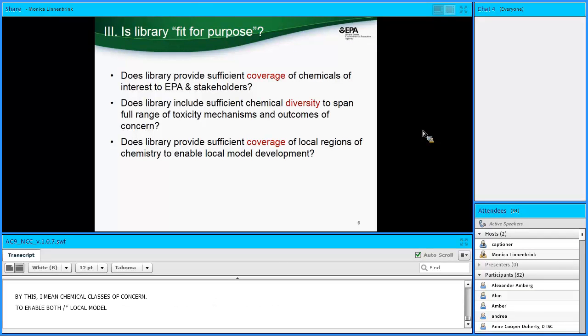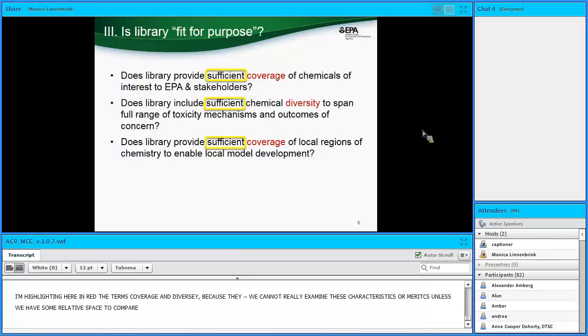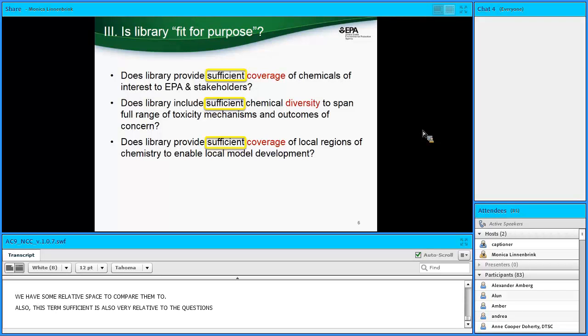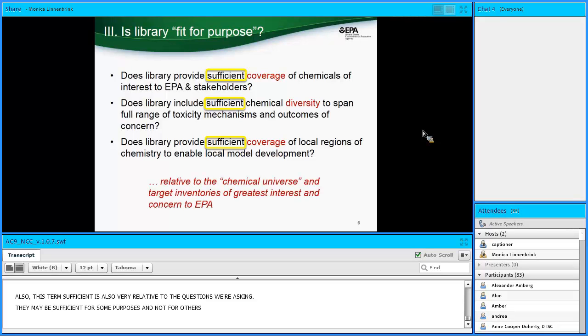I'm highlighting here in red the terms coverage and diversity because we cannot really examine these characteristics or metrics unless we have some relative space to compare them to. Also, this term sufficient is very relative to the questions we're asking. They may be sufficient for some purposes and not for others. So what we really have to try to do to answer this question as best we can is to consider, does our ToxCast library satisfy coverage, diversity, and toxicity mechanisms concerns relative to the chemicals we're interested in, relative to EPA's target inventories of environmental, industrial exposure chemicals and chemicals of greatest concern.